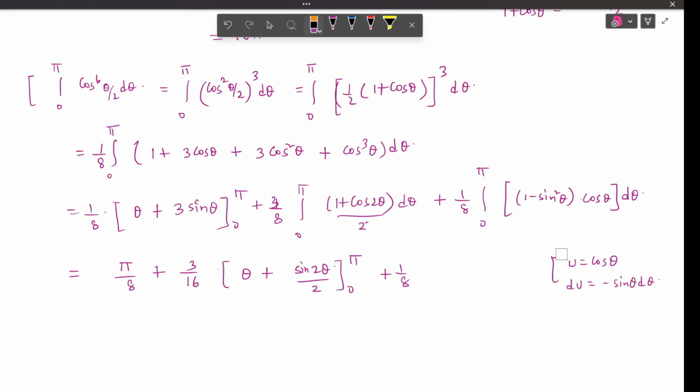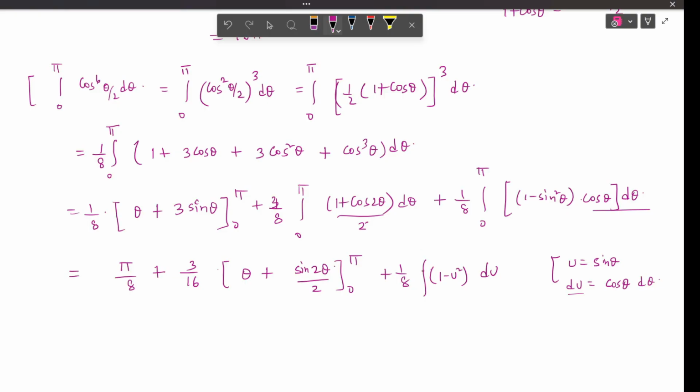Sorry, we have to take sin theta here. So it would be cos theta d theta. So cos theta d theta is your du, and sin theta is u. So this is 1 minus u square.